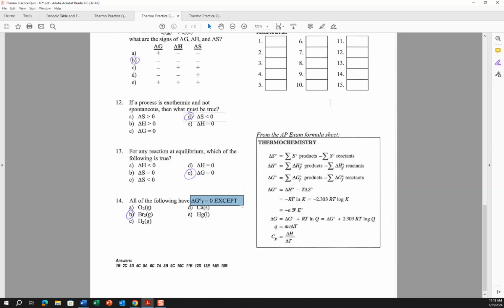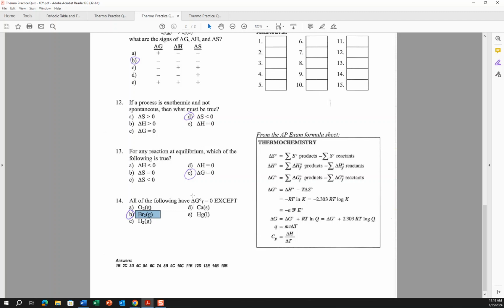So oxygen is a gas, so that would be standard conditions, delta G of 0. H2 is a gas at standard conditions. Calcium is a metal, it's a solid at standard conditions. Mercury is the one liquid metal at standard conditions, so delta G of formation is 0. Remember, bromine's the other liquid of the periodic table. There are 2 elemental liquids, mercury and bromine. So Br2 liquid would have a delta G of formation of 0, but not Br2 gas.